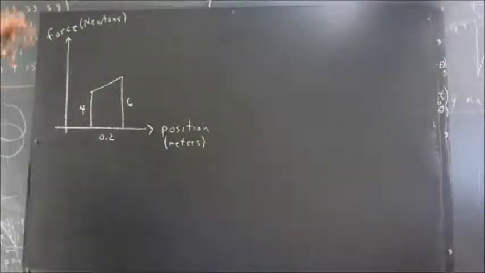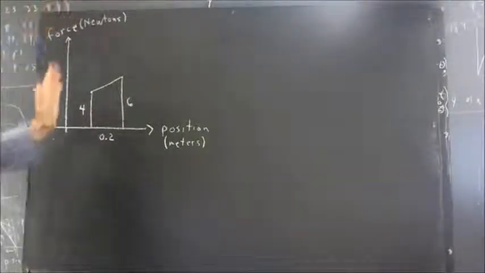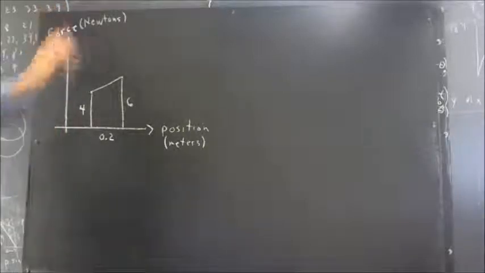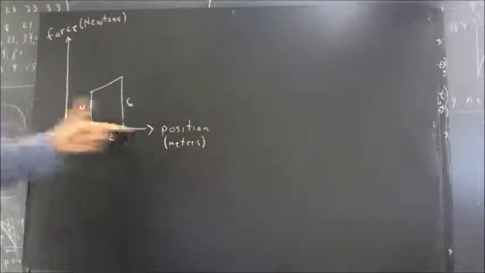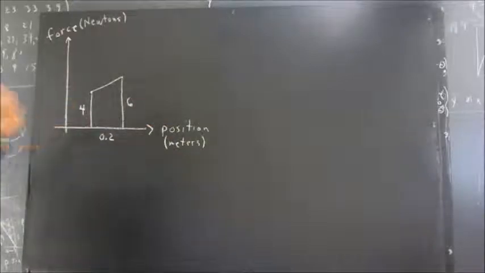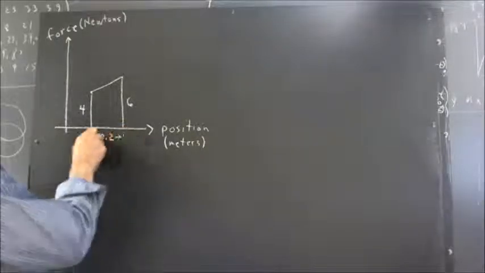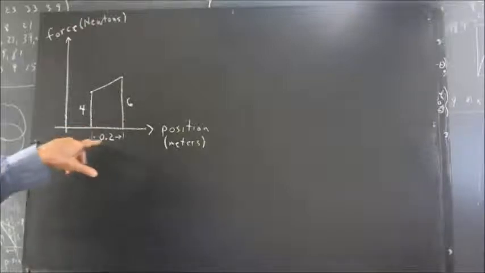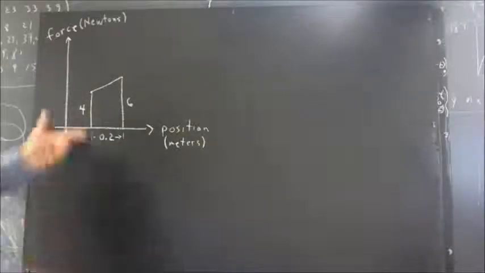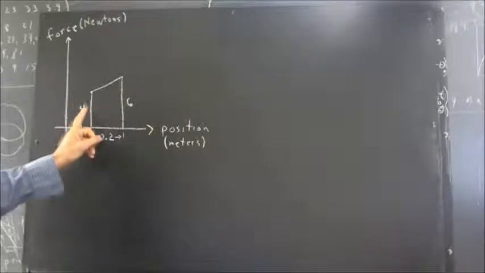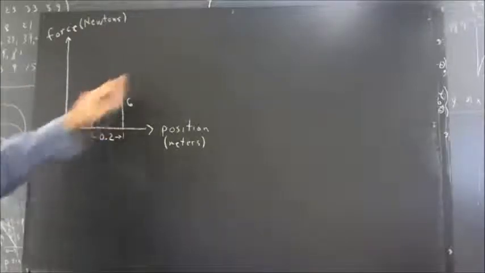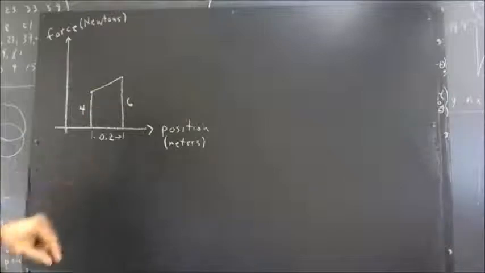Here's another situation in which we have a force in newtons depicted in the vertical direction, position in meters in the horizontal direction on a vertical-horizontal coordinate plane, and a trapezoid at some unspecified position, but in which the trapezoid has a width of 0.2 meters, and the altitudes represent 4 newtons and 6 newtons.